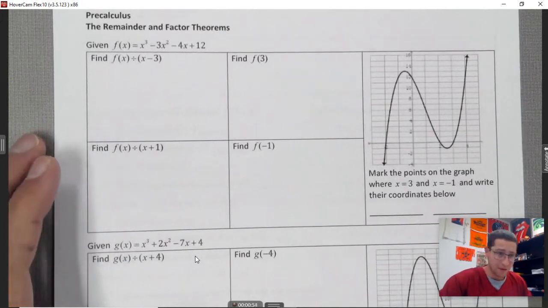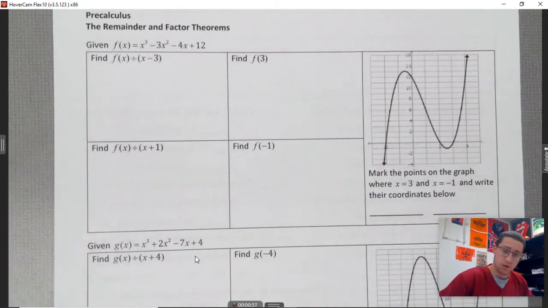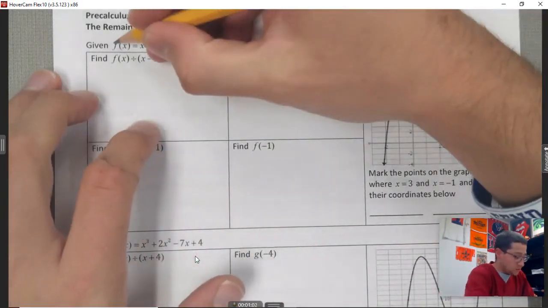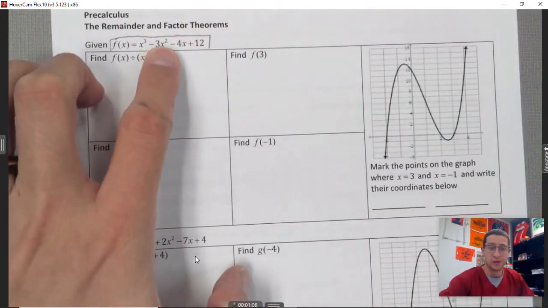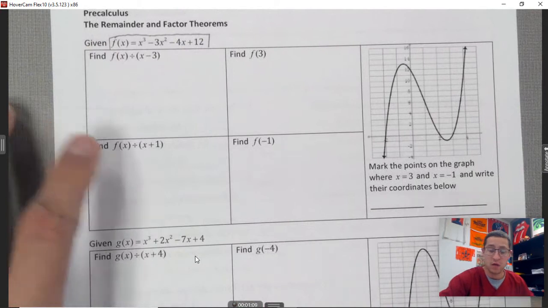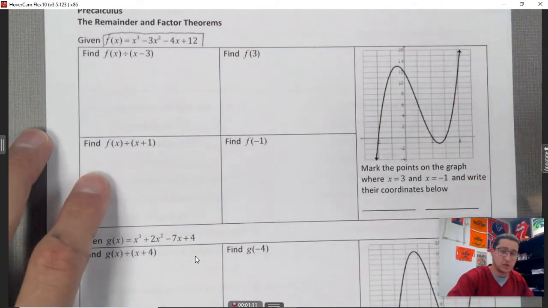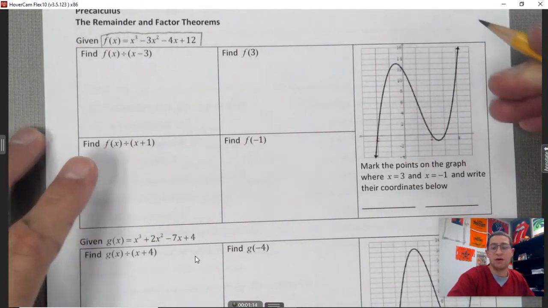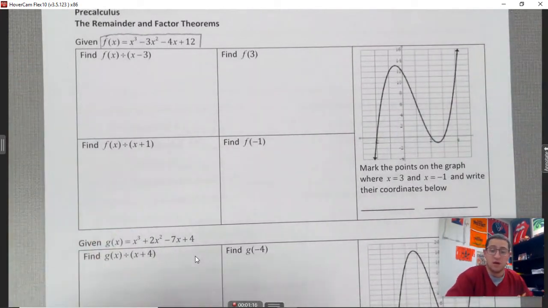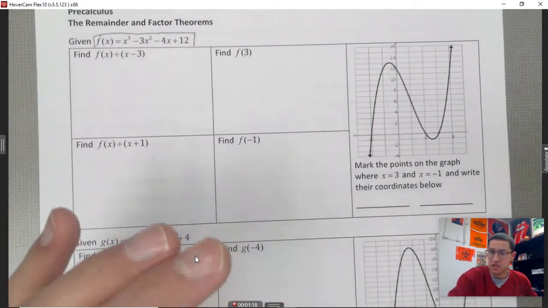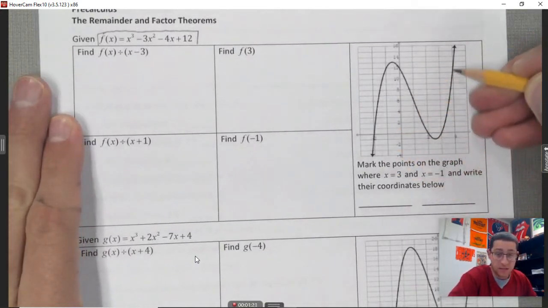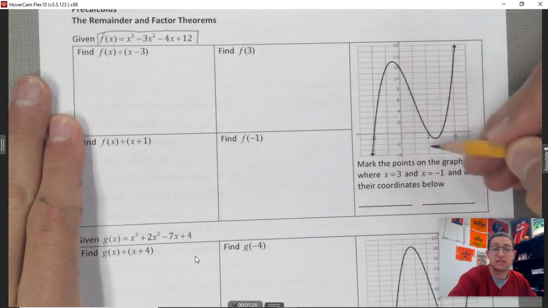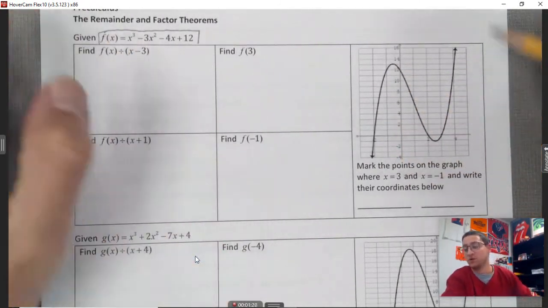Okay, so the remainder and factor theorems, that's what we're going to learn, but we're just going to discover for right now. So this first polynomial is f of x equals x cubed minus 3x squared minus 4x plus 12. Now this graph over here is actually that exact function. I know before with polynomials we were estimating and just getting the gist of it. But for right now, it is important for this particular lesson that this is the exact graph for that function.